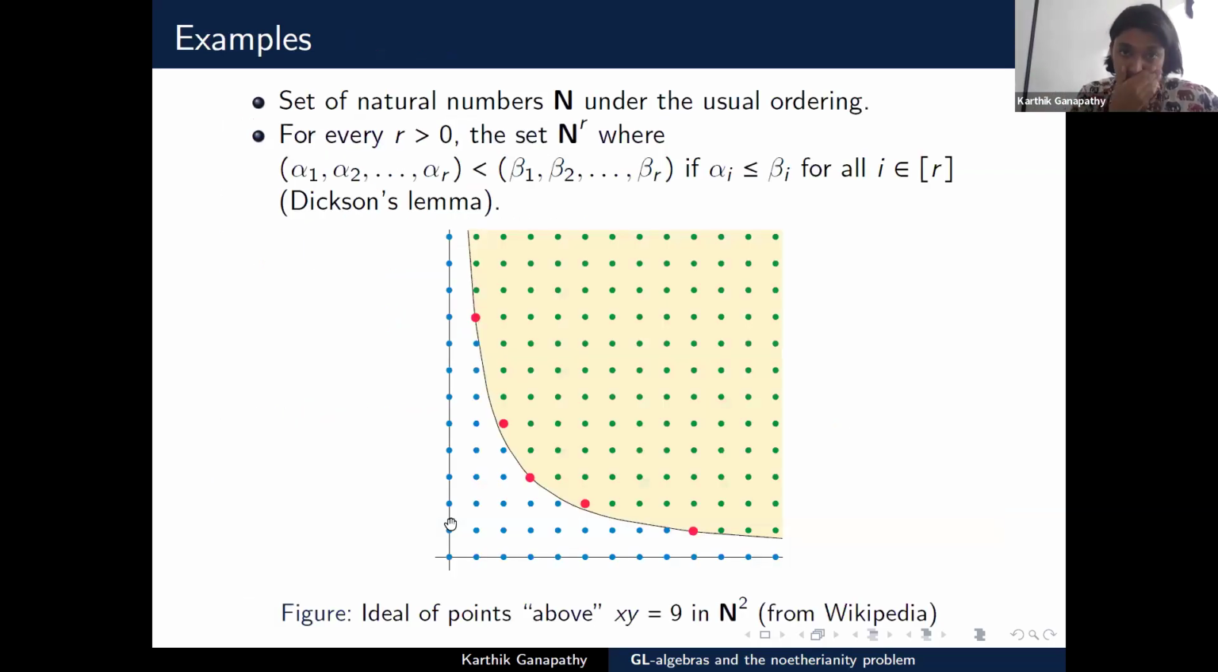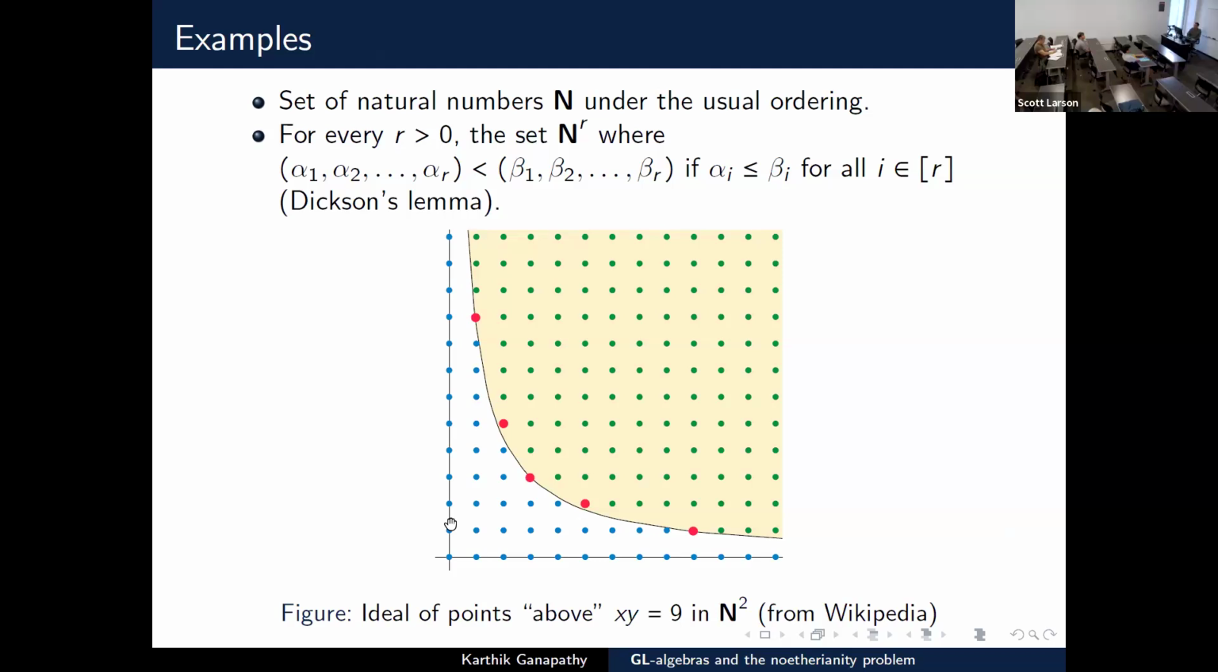So here are some examples of Noetherian posets. The natural numbers under the usual ordering is a Noetherian poset. So the ideals are just given by taking a natural number and looking at everything bigger than or equal to that. The integers, for example, are not Noetherian, and that's because if you look at the set of all integers, there is no minimal element, so the whole poset itself is not finitely generated.